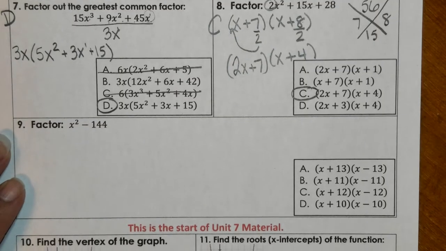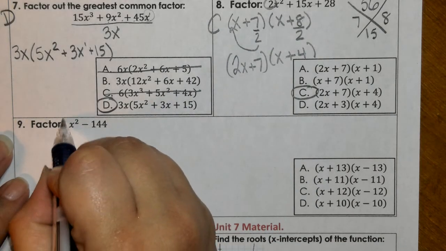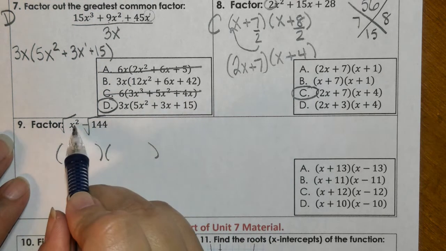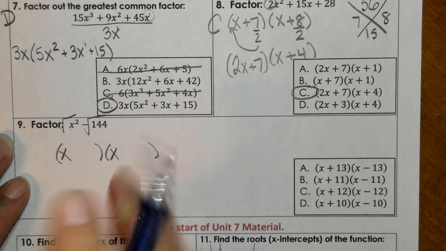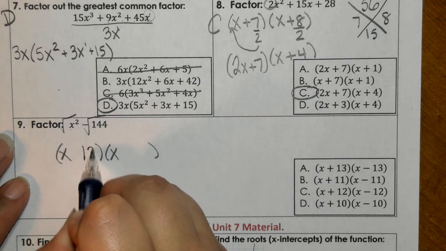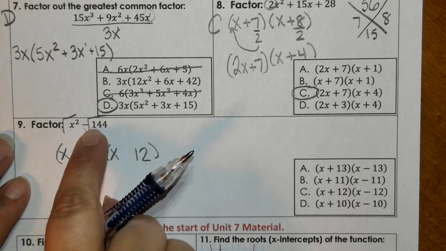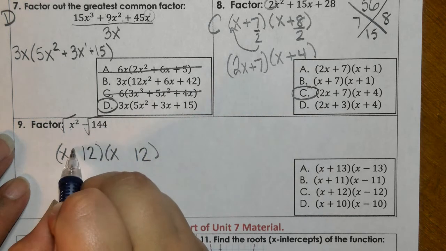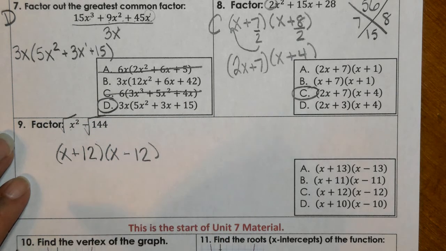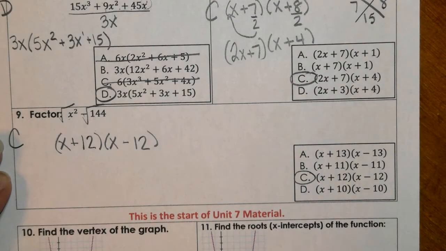Okay, for 9, x squared minus 144. This is where we did like the square roots. So we set it up with 2 sets of parentheses. We said the square root of x squared is x. X times x is x squared. The square root of 144 is 12. Okay, but 12 times 12 gives you a positive 144, and we have a negative. So we got to do a positive and a negative. So a positive times a negative gives you back a negative. So if I check my list here, I've got C is my correct solution.